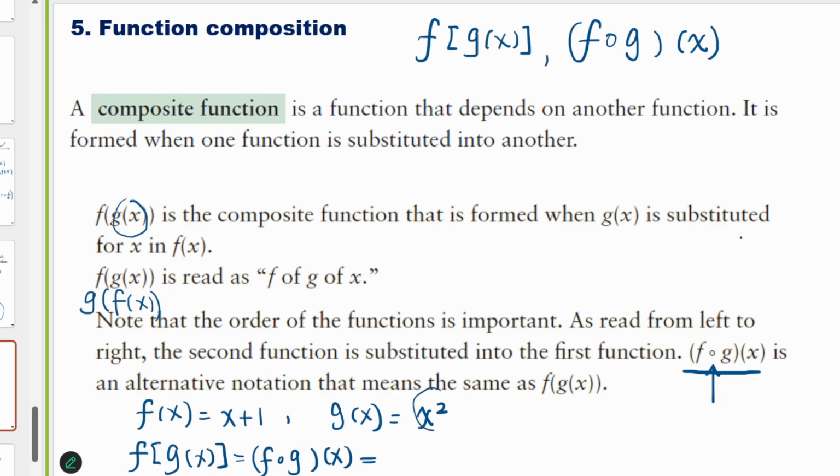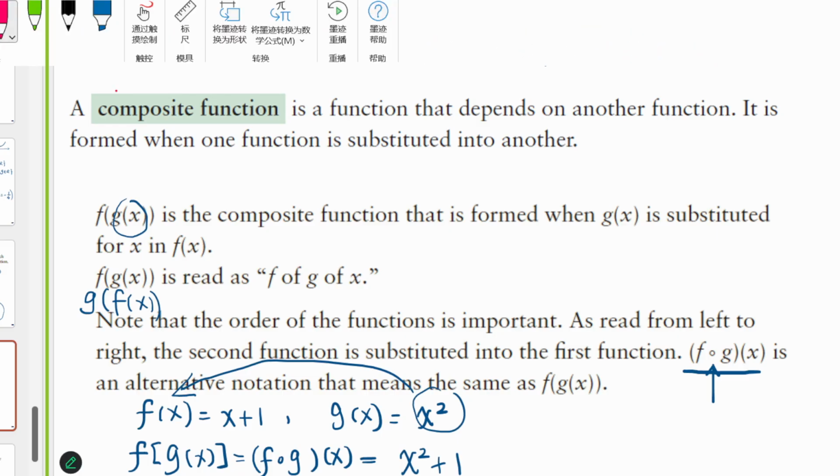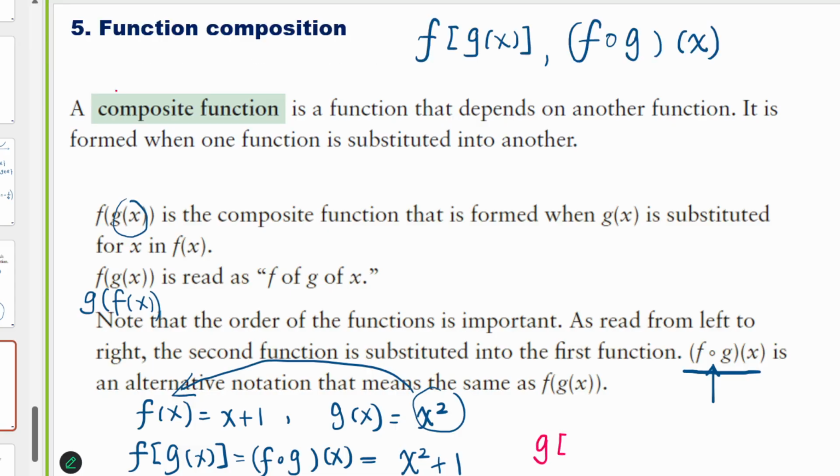So g(x) is x squared. You simply use x squared as the input of f(x). Can you see that? So this composite function is actually x squared plus 1. So now I'll give you a quick quiz. What is g of f of x? If you change the order, you might end up with different expressions, right? What is g of f of x?